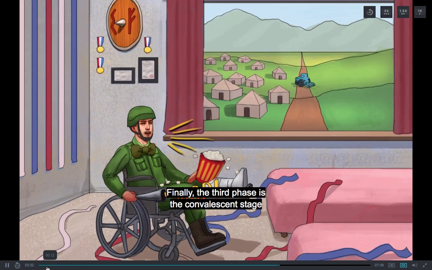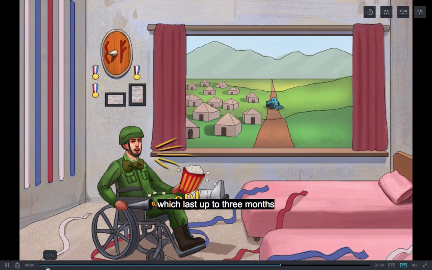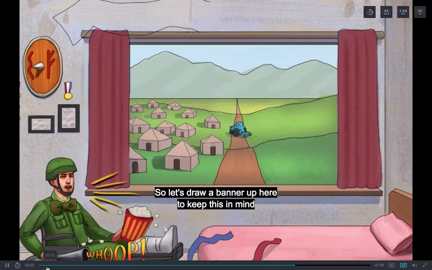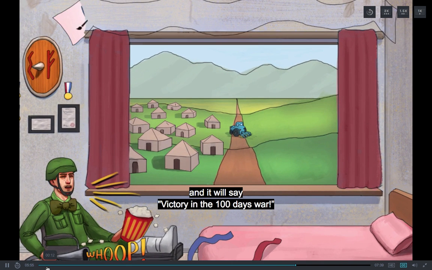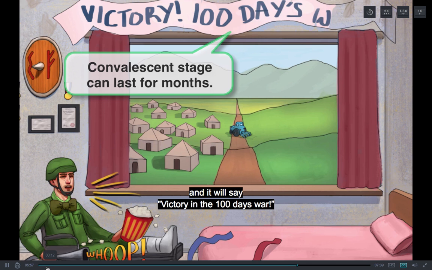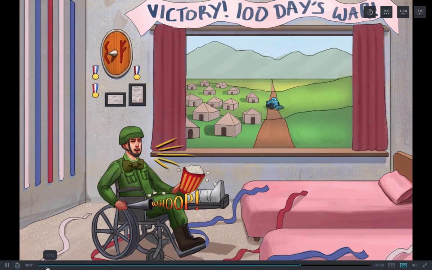Finally, the third phase is the convalescent stage, which lasts up to 3 months, and it consists of a gradual reduction in symptoms. So as you can see, this cough can go on for a very long time, and whooping cough was actually sometimes referred to as the 100-day cough. And I think this is a cool little factoid that can help you remember that these phases can go on for months. So let's draw a banner up here to keep this in mind, and it'll say Victory in the 100 Days War. Okay, let's finish up the story with treatment and prevention.